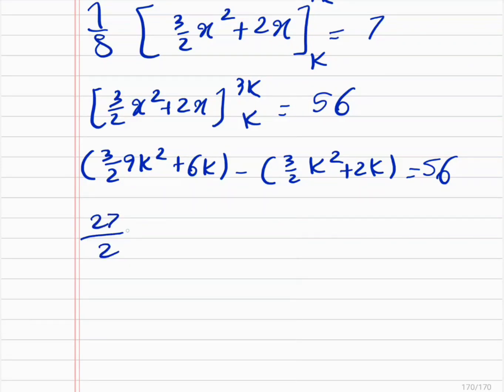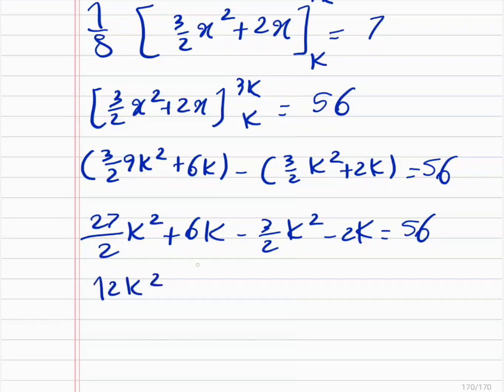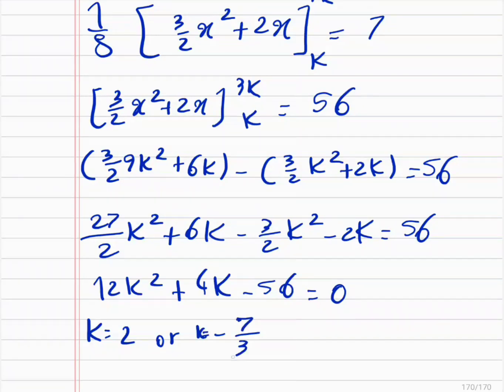So 27/2 k squared plus 6k minus 3/2 k squared minus 2k is equal to 56. And 27 minus 3 is 24, over 2, which is 12k squared. 6k minus 2k is 4k, and then minus 56 is equal to 0. So I'm just going to use the quadratic formula to solve this equation. One solution is positive 2, and the other one is minus 7/3.